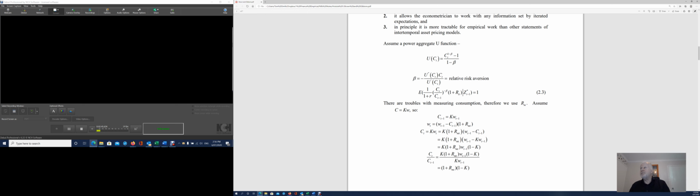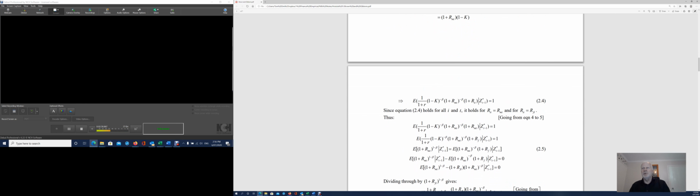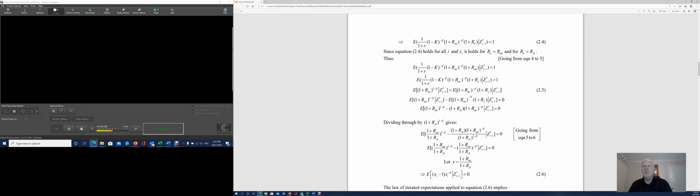So what we're going to then do is say, well, this holds for all assets and all time. And since it holds for all assets, it must hold for the market and must hold for the risk-free rate. So it holds for the market and it holds for the risk-free rate, and therefore these two are equal. And that's what we got there. So we can divide through by the constants and get rid of them. So the 1 minus K, they can all go. They cancel out. And dividing through by 1 plus R to the 1 minus beta, you get this expression.